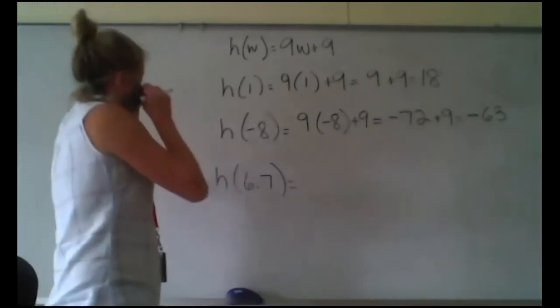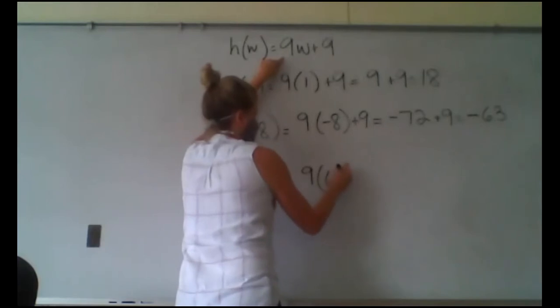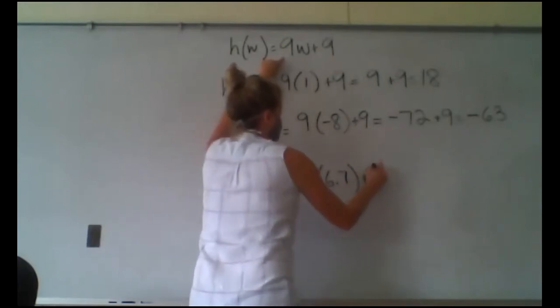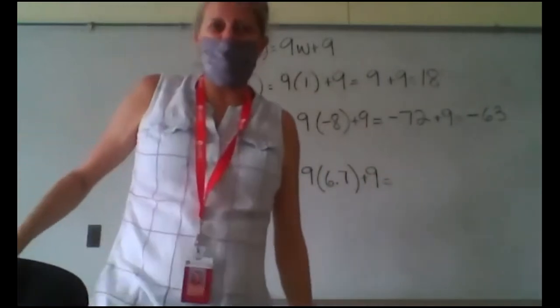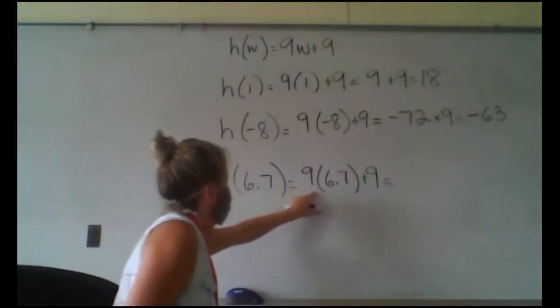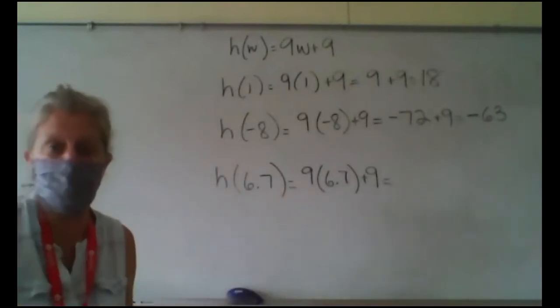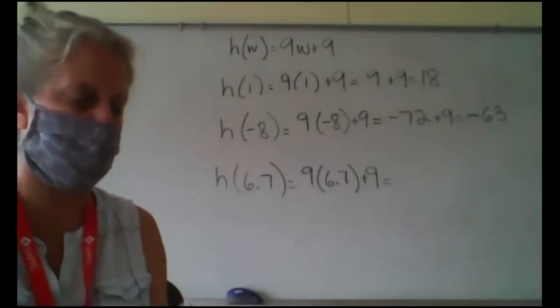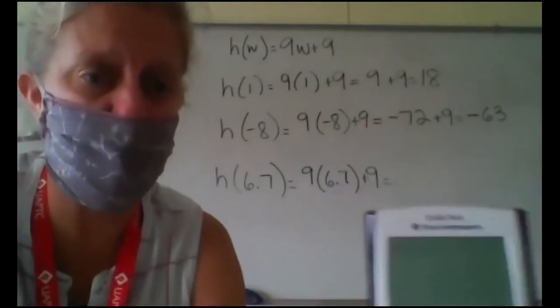And the last one, plugging in 6.7. So I have 9 times 6.7 plus 9. So this right here is definitely not something that I'm going to want to do. You have a bigger chance of making a mistake doing this part of the math, 9 times 6.7, than any other part of this problem. So I would just plug that straight into your calculator, just exactly like you see it.